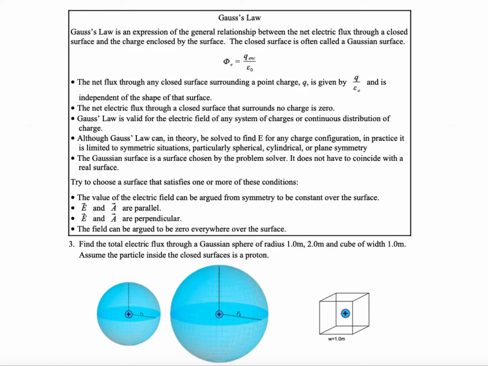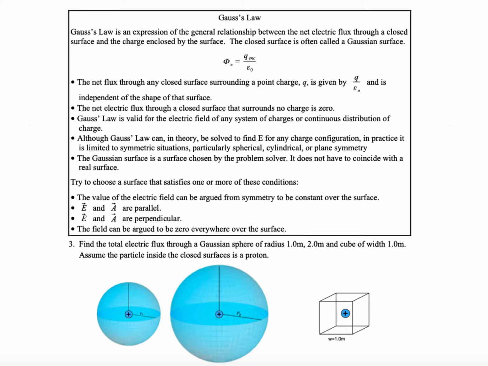Gauss's law is an expression of the relationship between net electric flux through a closed surface and the charge enclosed by that surface. The closed surface is often called a Gaussian surface. In Gauss's law, the net flux through any closed surface surrounding a point charge q will be given by q over epsilon naught, and it is independent of the shape of the surface. We'll explore this in 3 examples below.